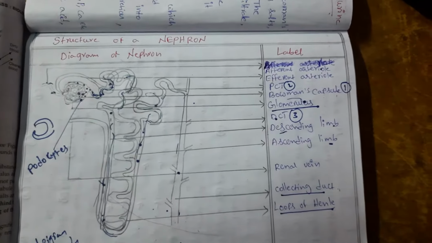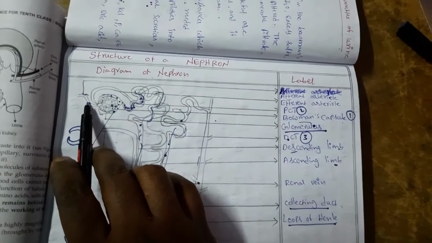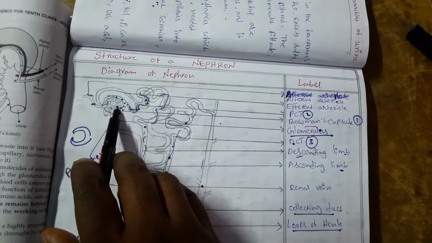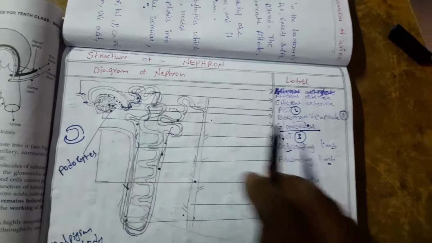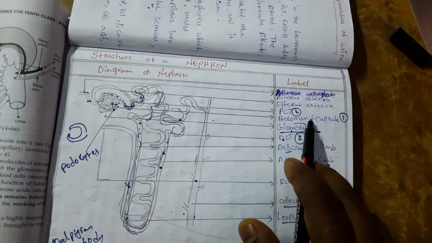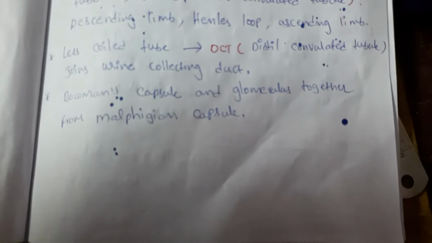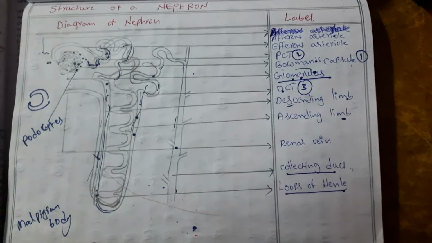So how does the nephron filter the waste materials? When the afferent arteriole brings blood along with waste materials, it enters the Bowman's capsule. The blood accumulates in the glomerulus. The Bowman's capsule and glomerulus together we call the Malpighian body, or Malpighian capsule.